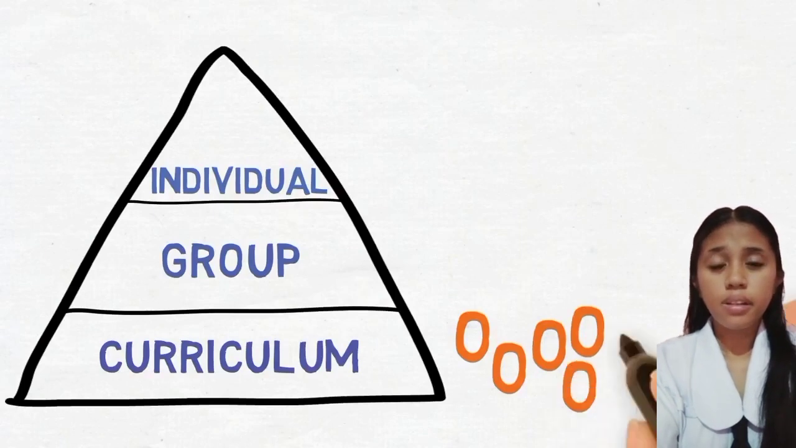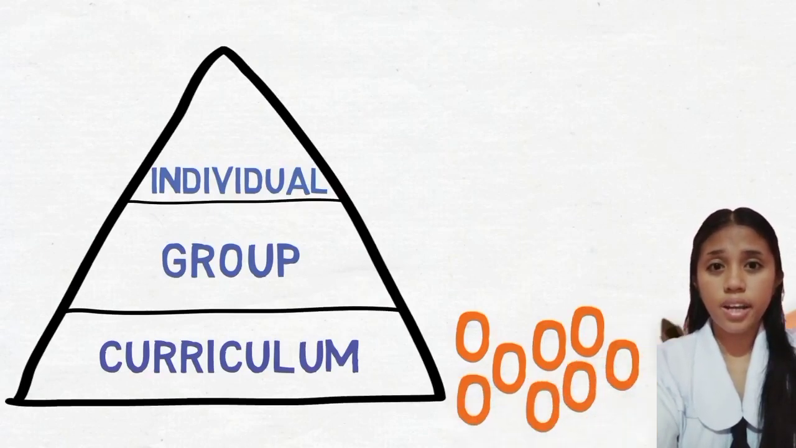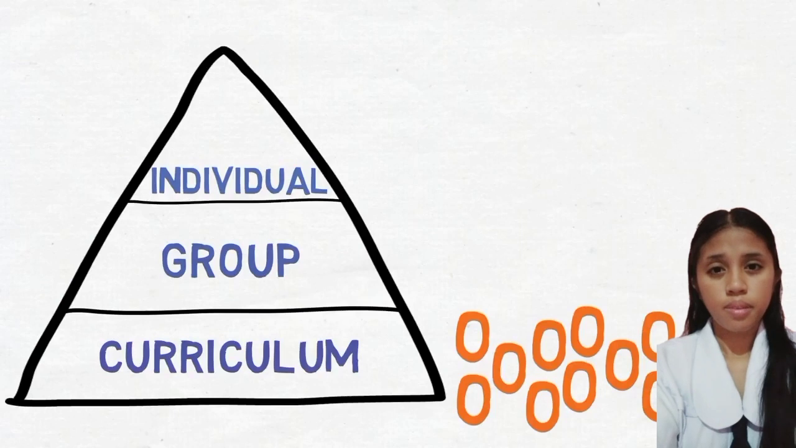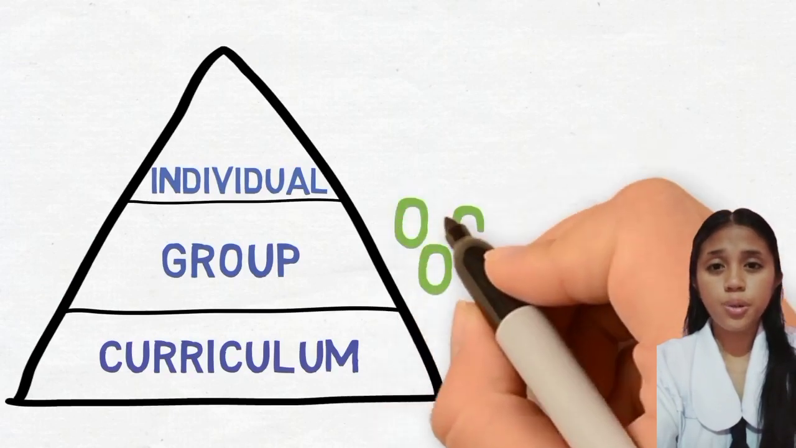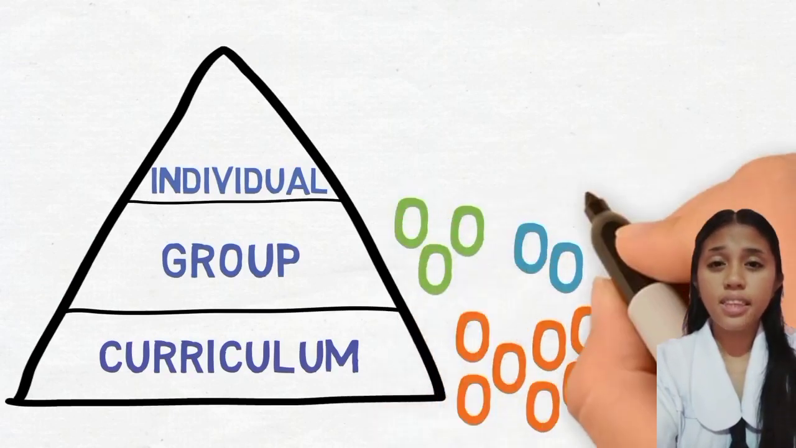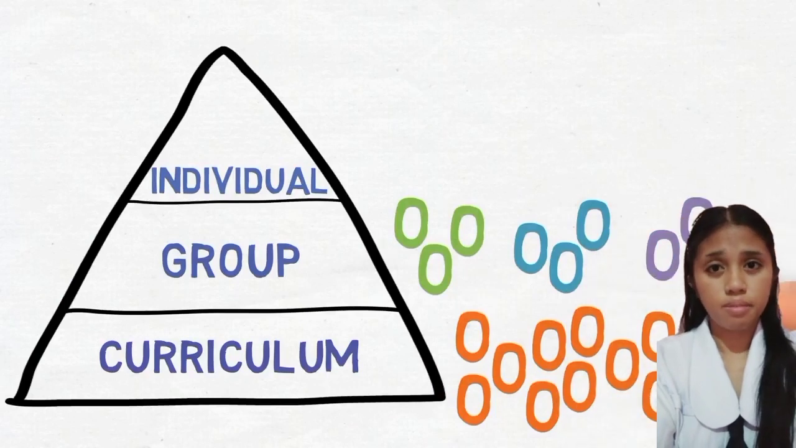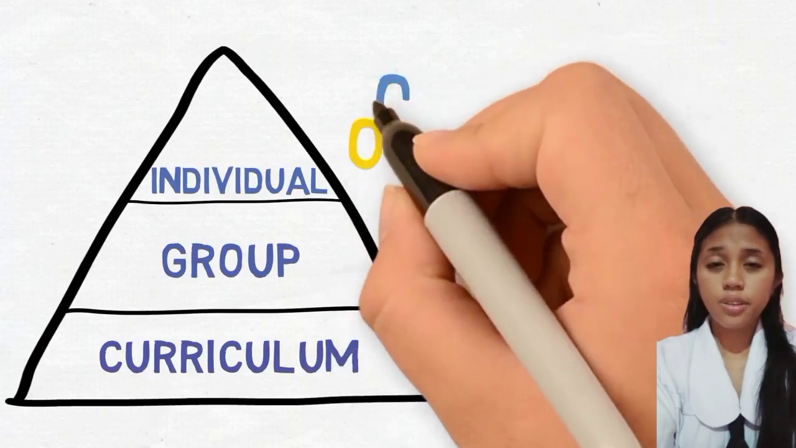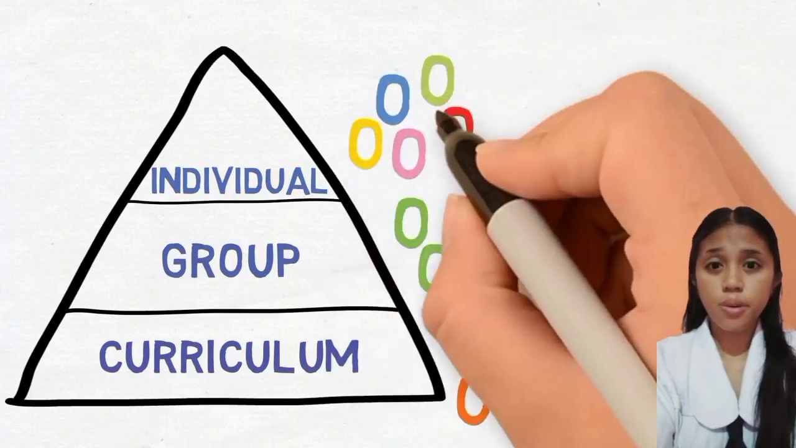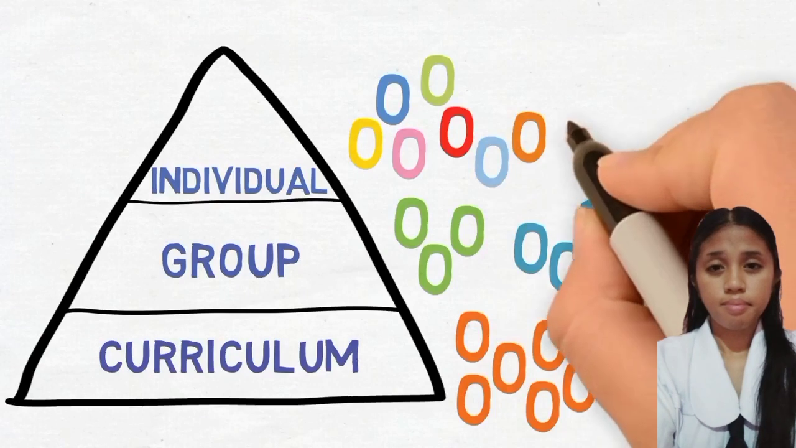In the curriculum level, all problems and objectives are identical for all students. At the group level, each group can have either the same problem and different objectives or vice versa. Lastly, at the individual student level, the instructor can predetermine objectives for each individual student.